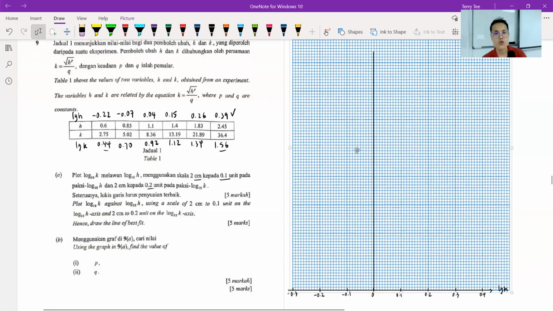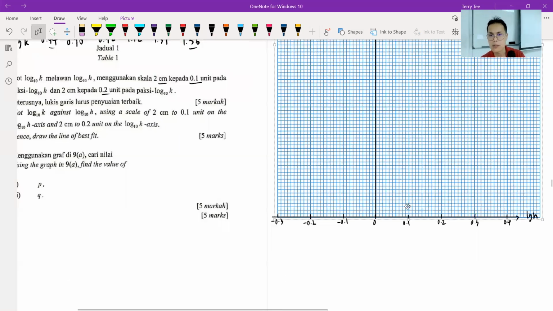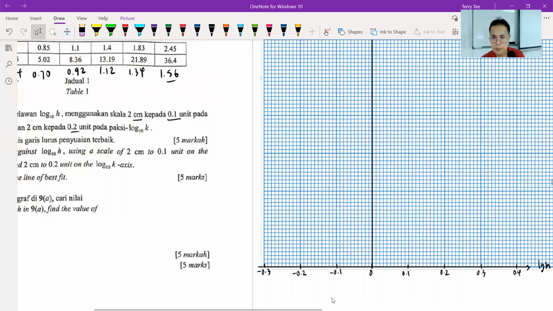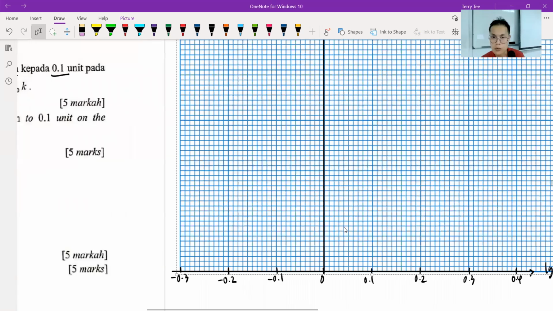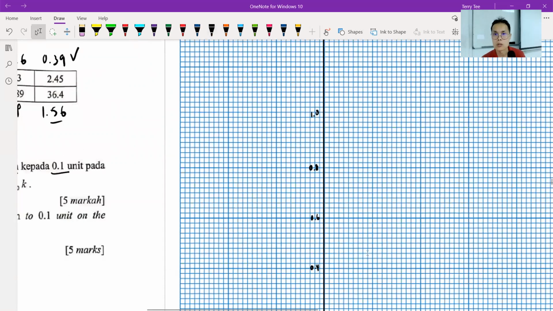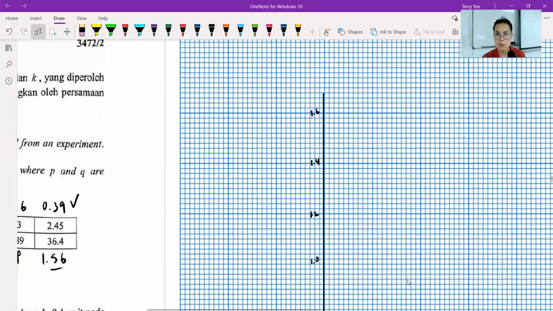So we know we have to use 0.2. Let me zoom in a little bit so hope you can see it. This is 0.2. The line is a bit hard to see also. 0.2, 0.4, 0.6, 0.8, 1.0, 1.2, 1.4, and 1.6. The largest we can go up to is 1.6 because from the table, the largest I got is 1.56.